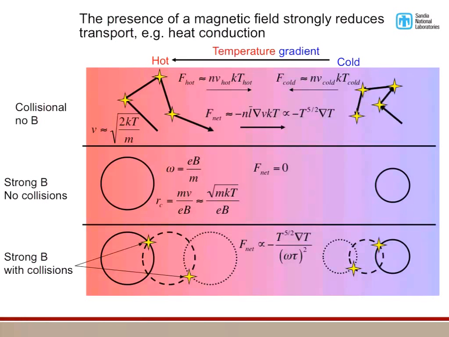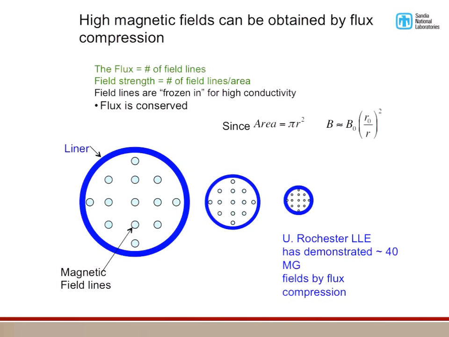But as you get to hotter temperatures, these orbits get larger, and eventually they could be so large they could hit the wall. So what's going to keep the magnetic field strong enough to keep that orbit pulled in during this implosion? That comes from magnetic flux compression. If this is a top-down view of our imploding liner, the magnetic flux, the total number of field lines threaded through that liner, is going to be conserved as that liner implodes if it's a good conducting liner.